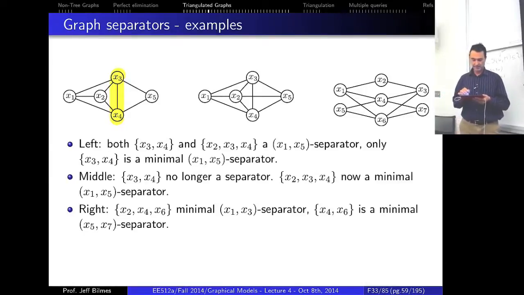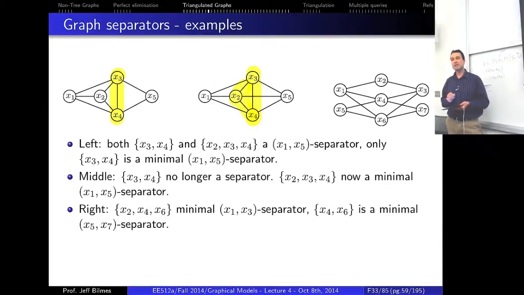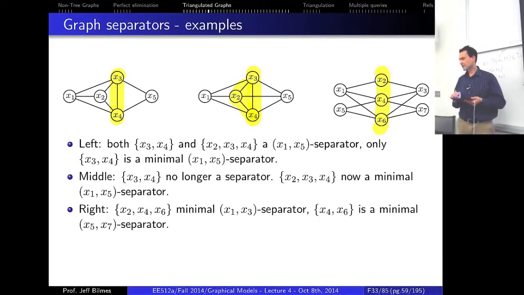In the middle example, x3, x4 is no longer a separator because there's an edge now between x2 and x5. This edge exists now. However, in order to get a separator between x1 and x5, we need to now add back in x2. So now x2, x3, x4 is a minimal separator. And on the right-hand side, this is an important example because it's showing that x2, x4, and x6 is a minimal x1, x3 separator, right?